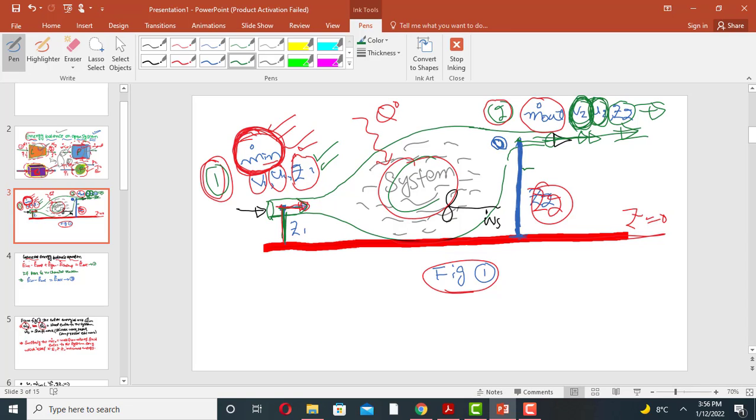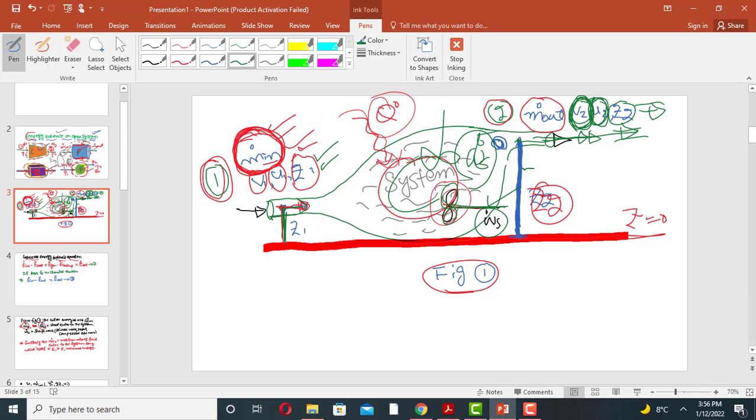Similarly, there is another energy which is heat, which is entering the system. This is Q dot. Some stirrer is also doing work on the system. So the work done by the stirrer on the system is Ws dot. A stirrer is also stirring the system. So this is the stirrer work.